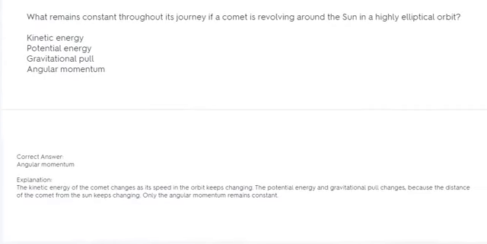What remains constant throughout its journey if a comet is revolving around the Sun in a highly elliptical orbit? Kinetic energy, potential energy, gravitational pull, angular momentum. Correct answer: angular momentum. Explanation. The kinetic energy of the comet changes as its speed in the orbit keeps changing. The potential energy and gravitational pull change because the distance of the comet from the Sun keeps changing. Only the angular momentum remains constant.